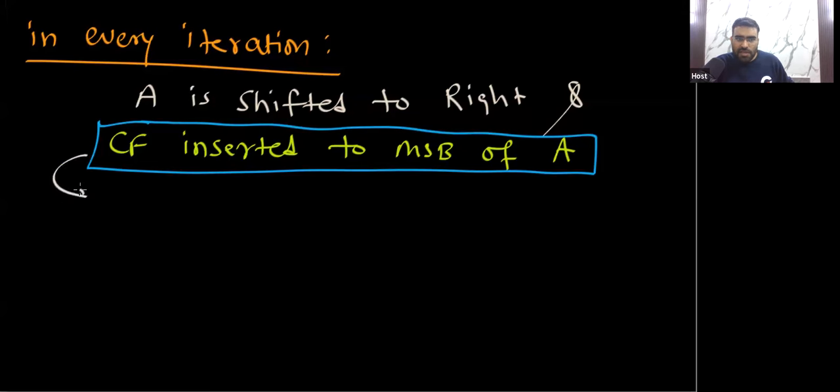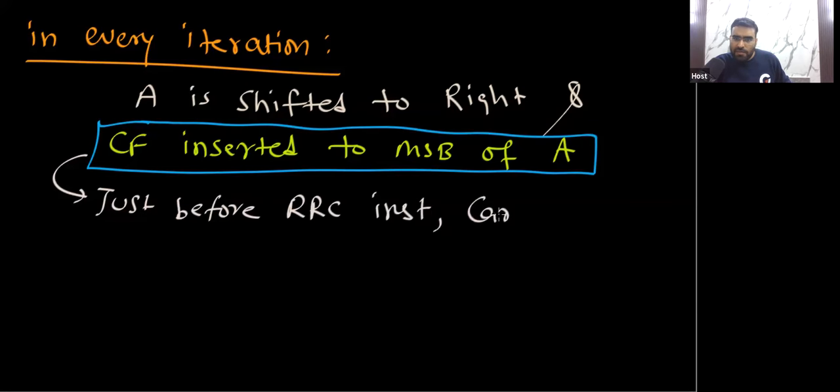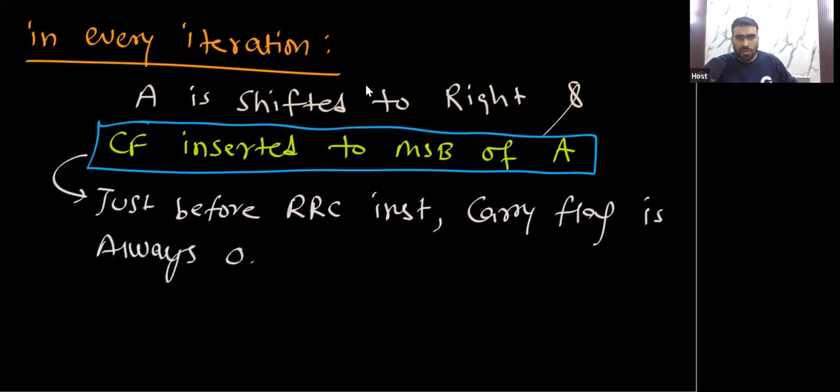You can see one thing, that just before the RRC instruction, this carry flag is always 0. So finally, what can I say? I can say that you are inserting 0, right? Yes or no? So this simply means that in every iteration A is shifted.